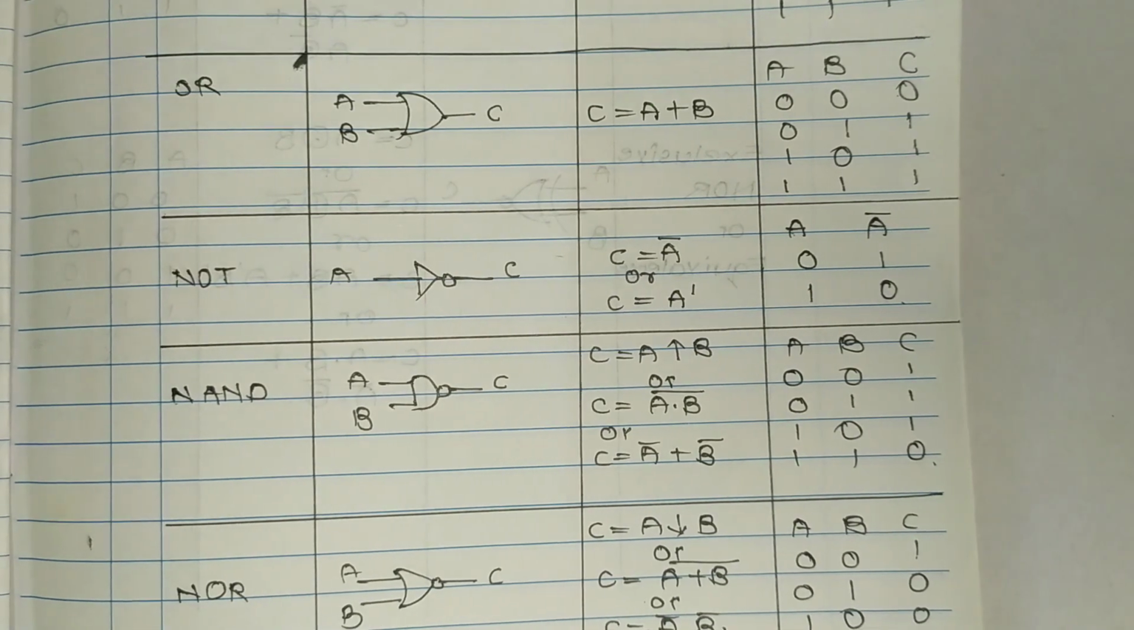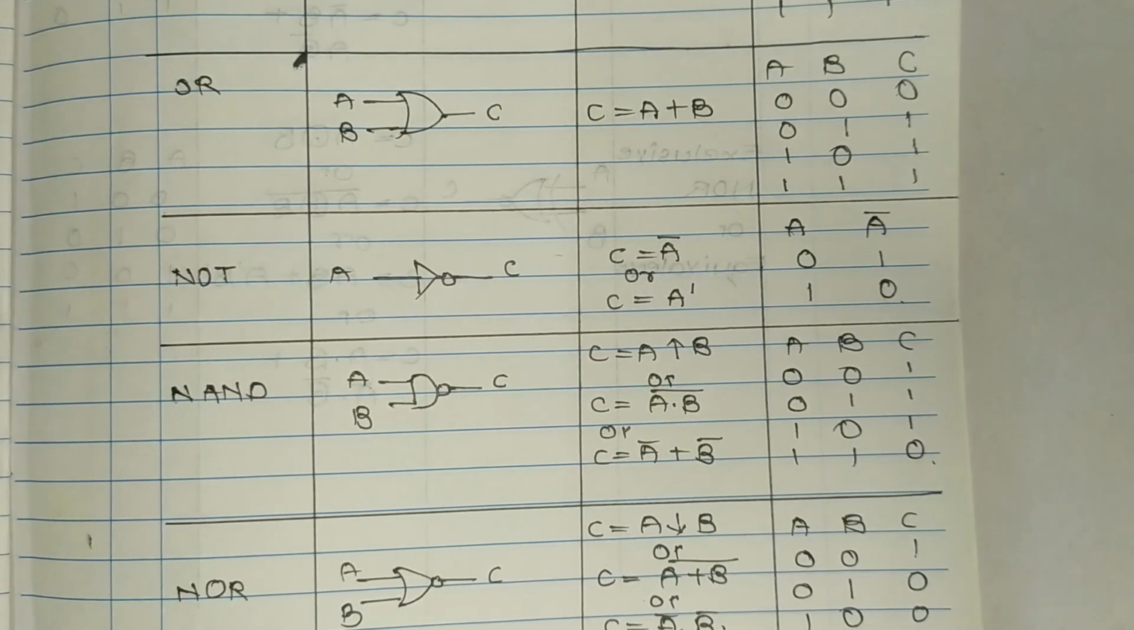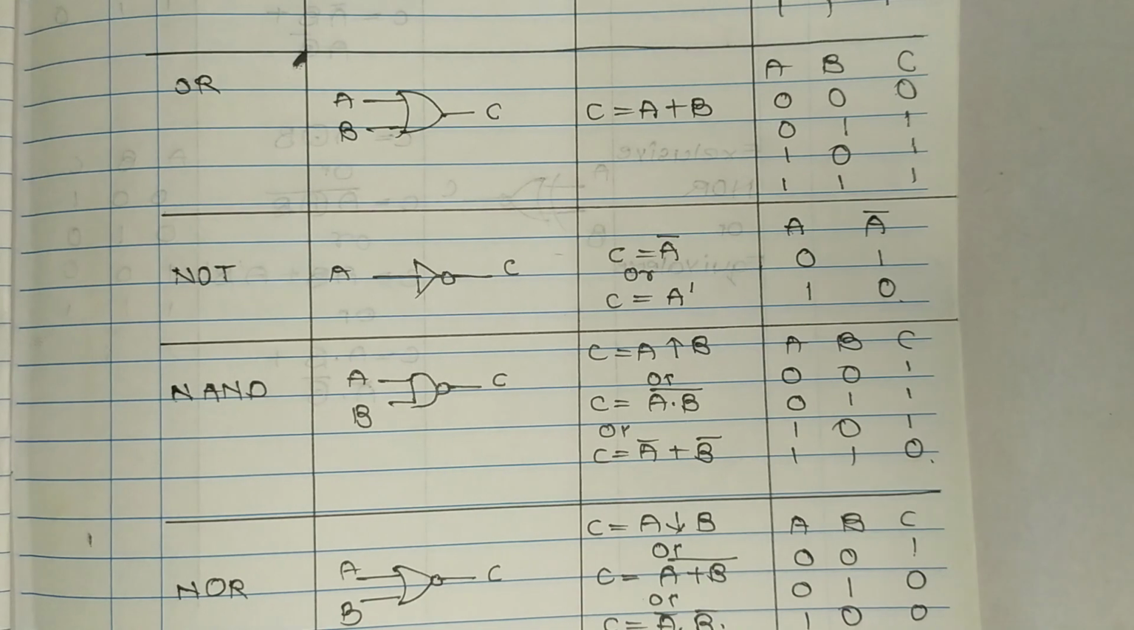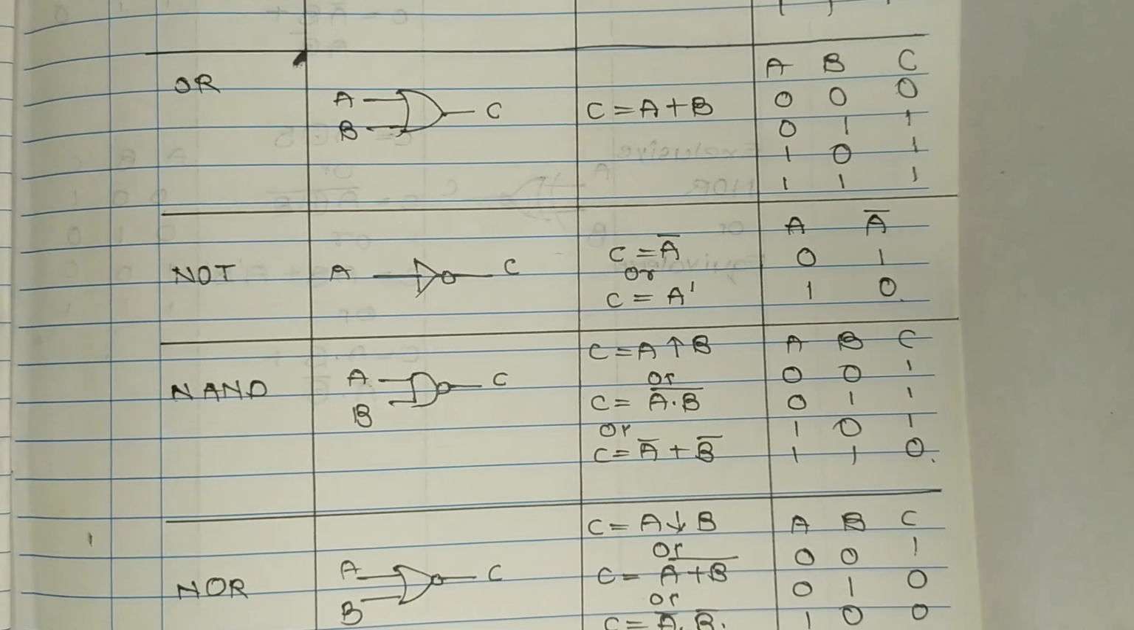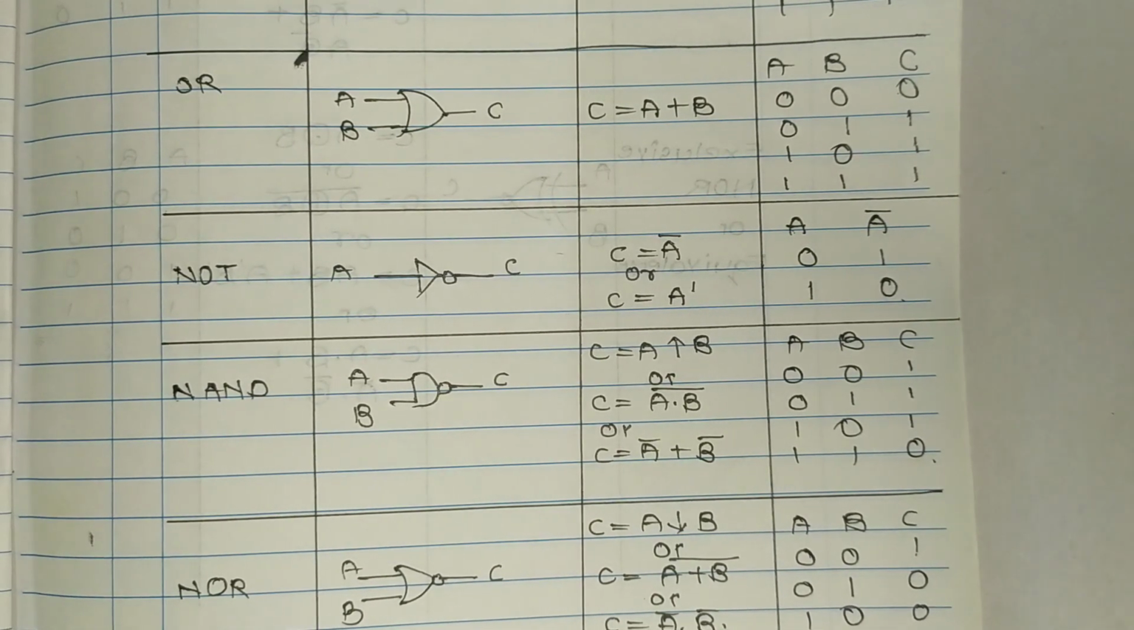OR gate, this is the symbol for OR gate. Boolean function is c is equal to a plus b and truth table is a, b, c: 0 0 0, 0 1 1, 1 0 1, 1 1 1.